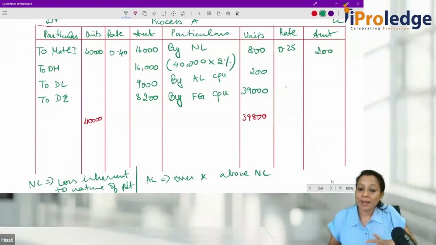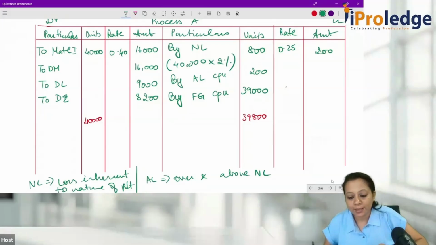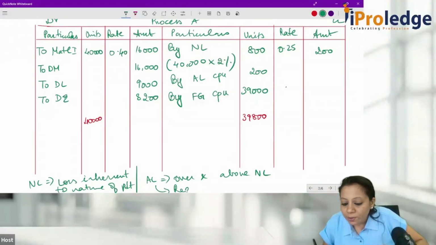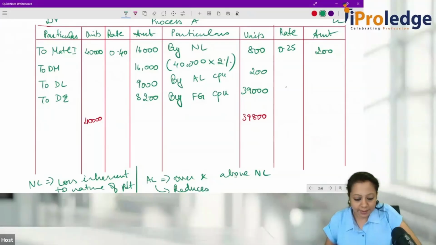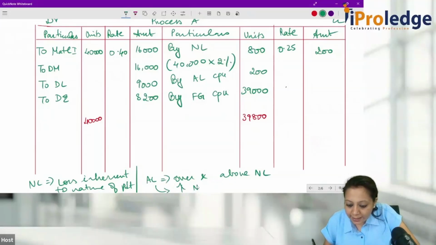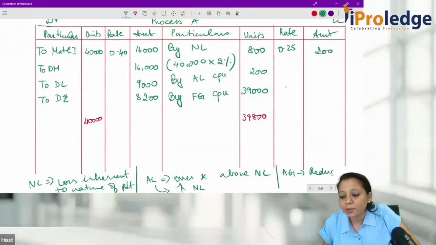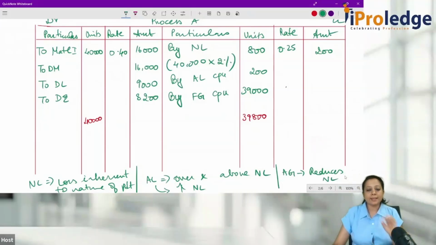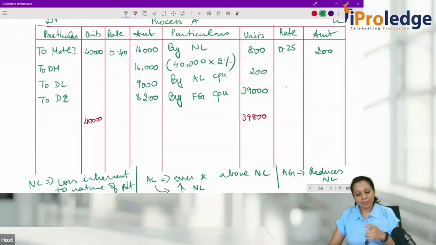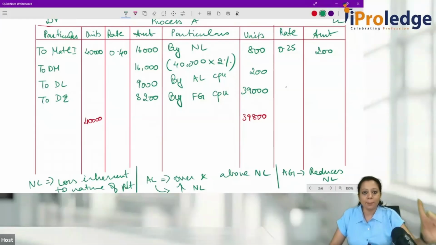Now, ma'am, all this we know. As far as process is concerned, what we should know is abnormal loss increases the normal loss, and abnormal gain reduces the normal loss. Okay, please write this. Question number 24, I think. I would have done it in the regular class. So all of you please go through it. I would have prepared the normal loss account, abnormal gain account, everything we prepared in that one particular problem.